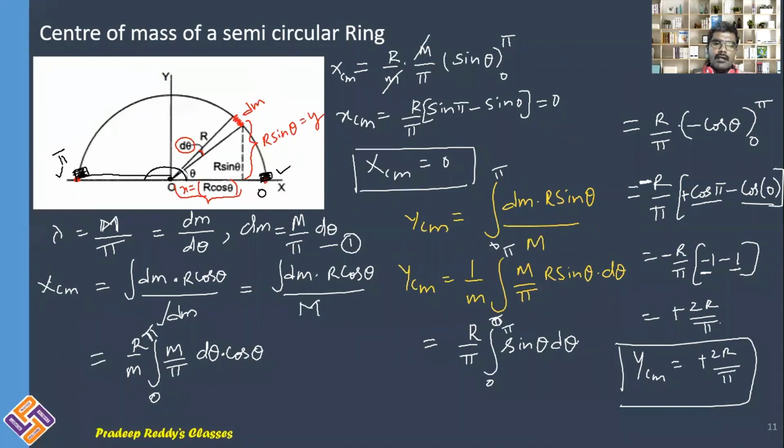That means along the y direction, the center of mass is located somewhere at 2r by pi. That means here. This is plus 2r divided by pi. This is for half of the ring.